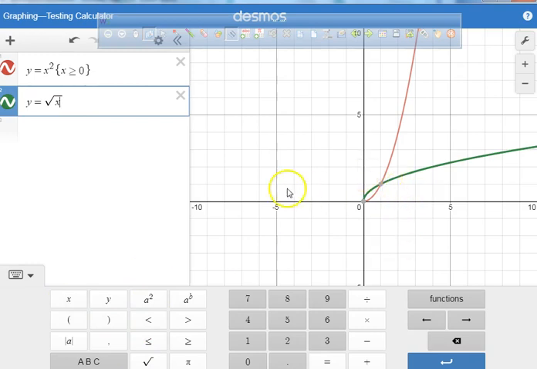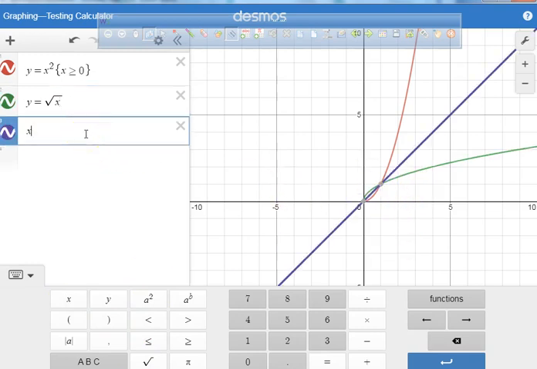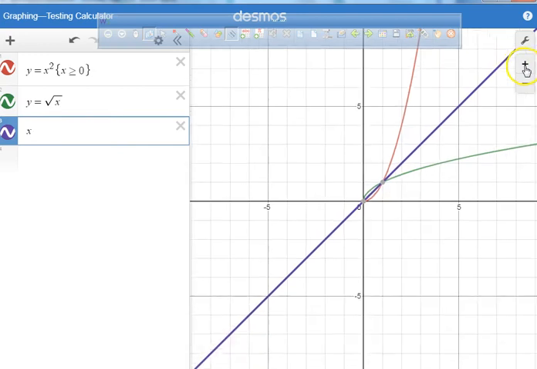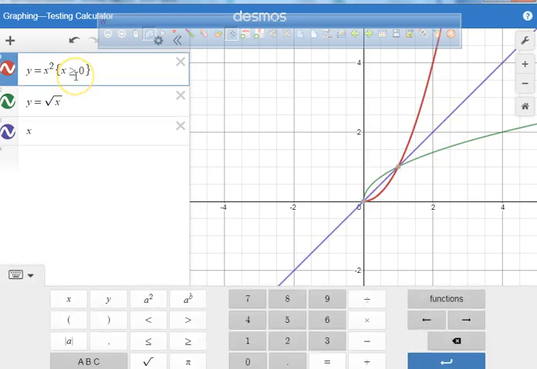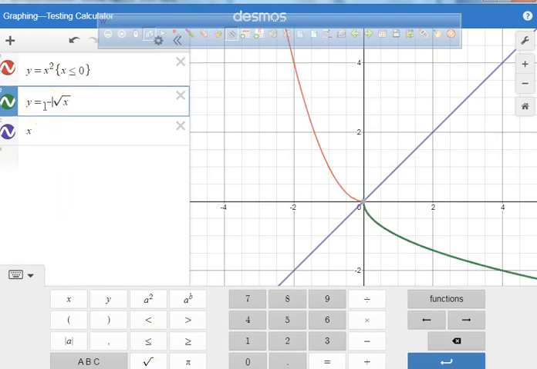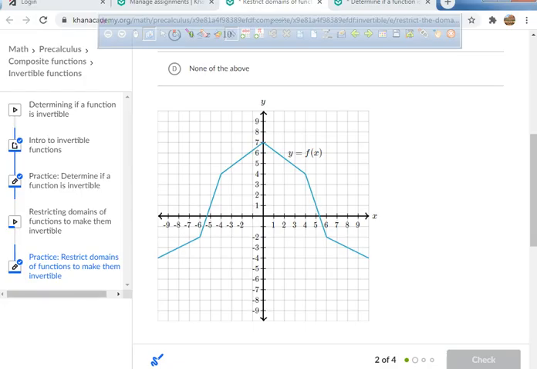And you can see that these are inverses because they reflect across y equals x. If we zoom in, we can see that this reflects across y equals x. Now, if I change the domain and say, okay, we're only going to graph x less than or equal to 0, then its inverse would be y equals negative square root of x. And you can still see how this reflects across y equals x. So sometimes we have to restrict the domain in order for it to work.